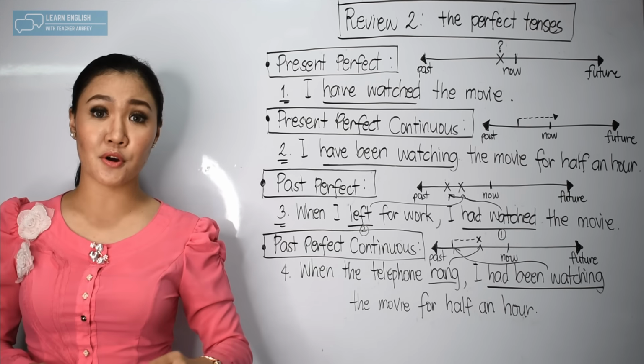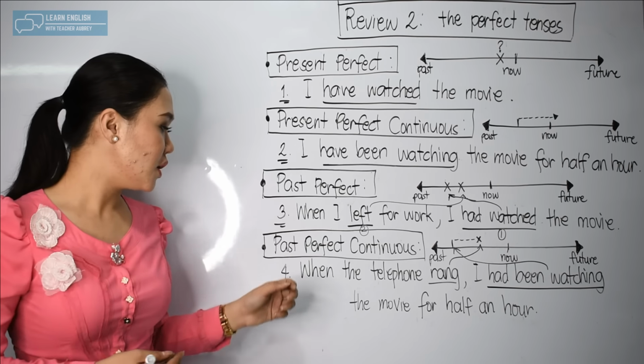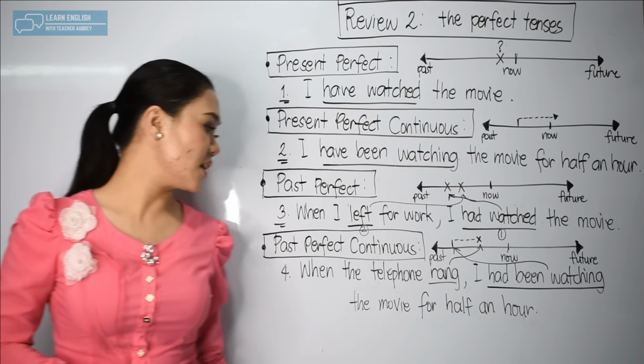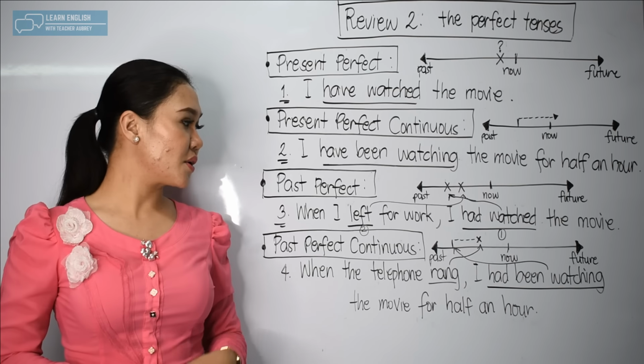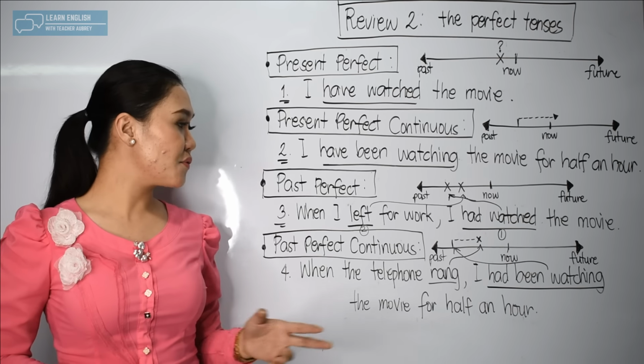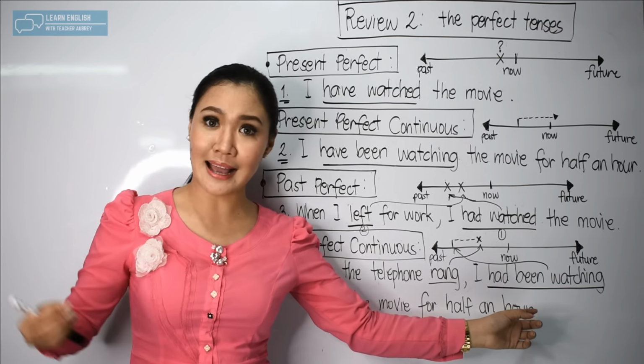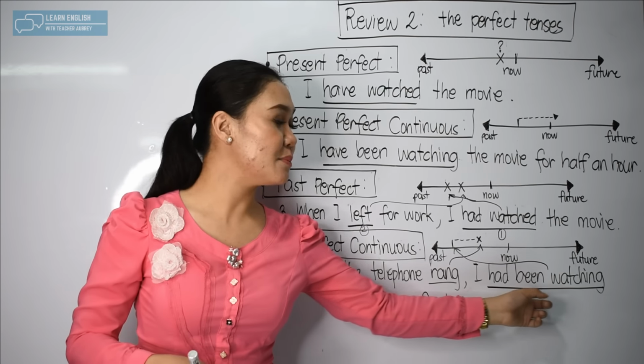Lastly, for the past perfect continuous or progressive, we have: when the telephone rang, I had been watching the movie for half an hour. Okay, ang ginamitan dyan ng ating past perfect continuous is this one. Dahil ito yung unang kilos na nagpapatuloy sa nakaraan at natapos sa nakaraan, I had been watching.